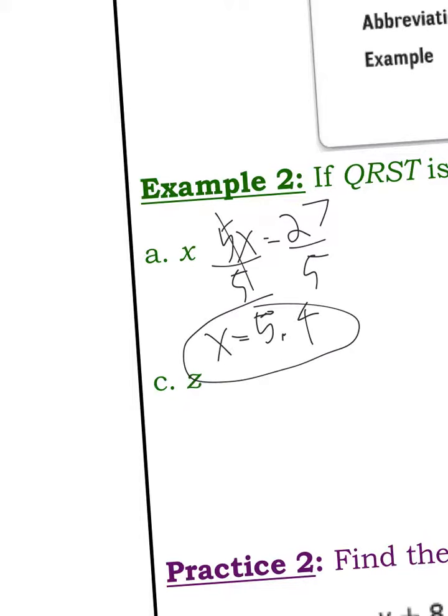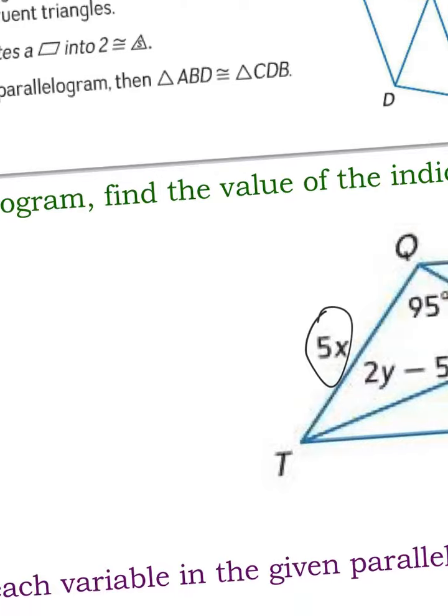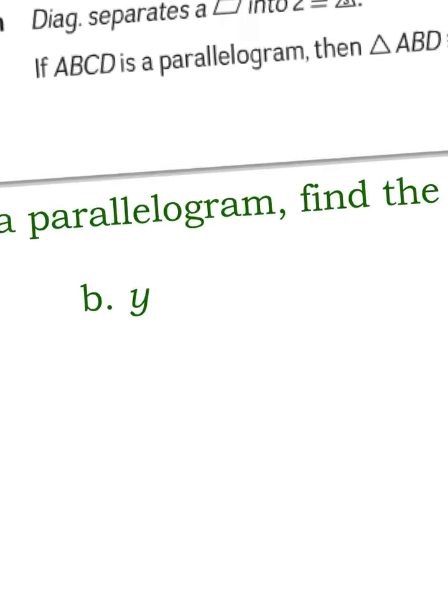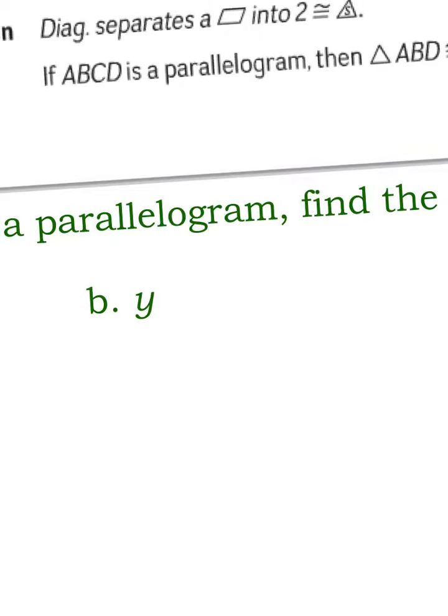There we go. Let's look at the y's. Here I have the y's on the inside of the diagonals. So that means diagonal segments are congruent to each other. So I'm going to set these equal to each other. So I'm going to write 2y minus 5 equals y plus 4.